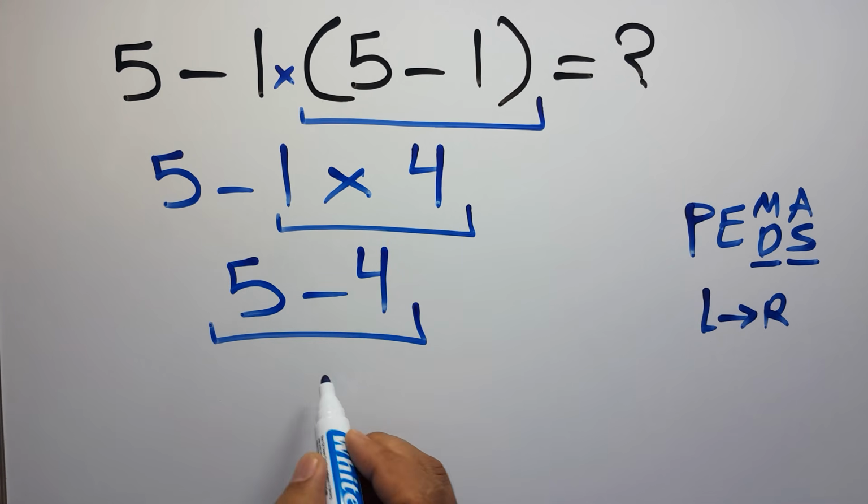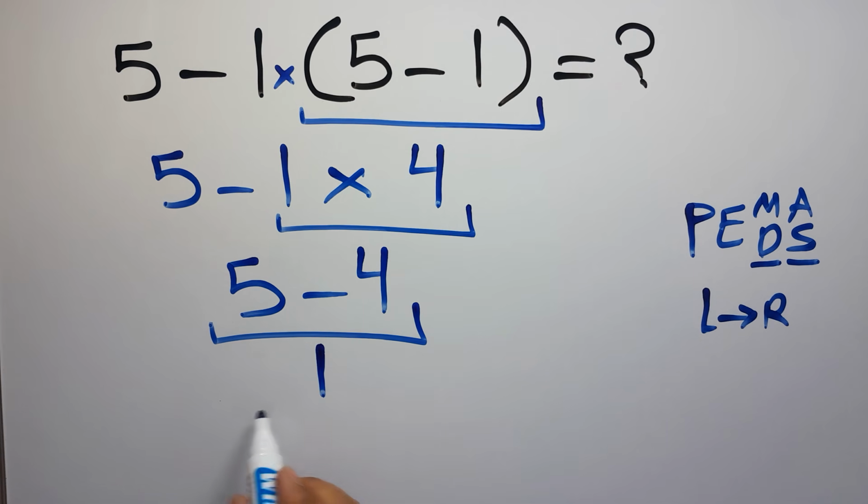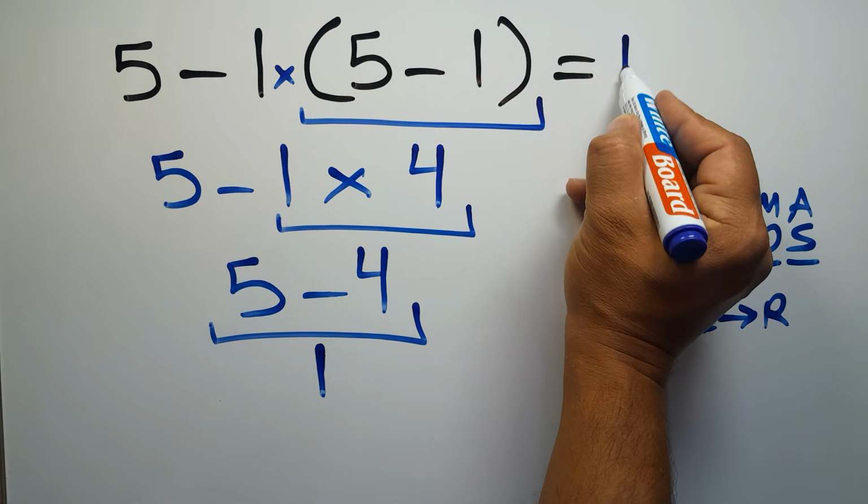5 minus 4 gives us 1. And this is our final answer to this problem. The correct answer is 1.